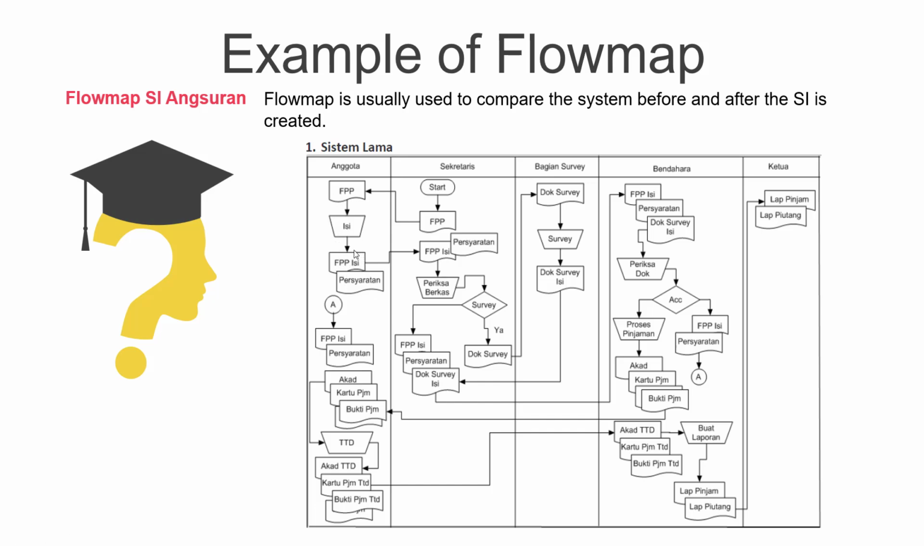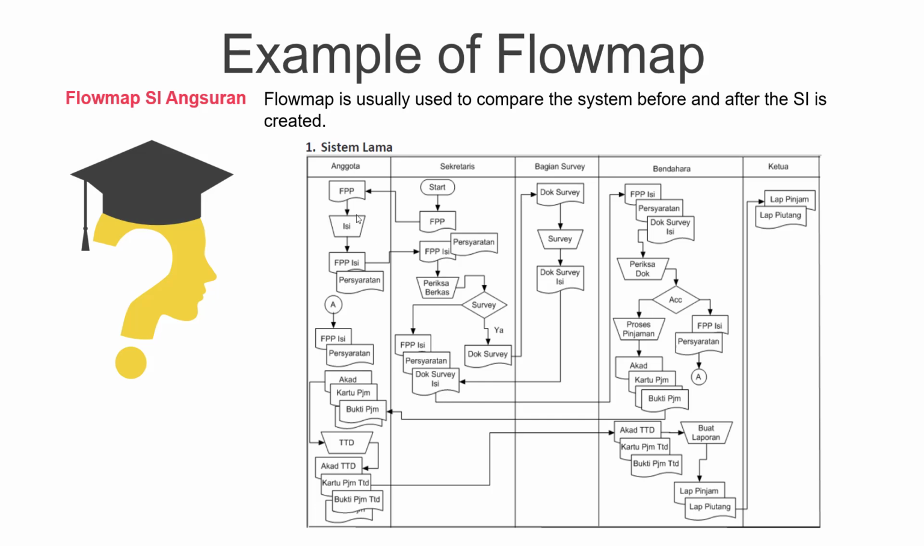Terus FPP-nya diisi di dokumen tadi, pindah ke sini, ini menjadi dokumen persyaratan gitu ya. Terus periksa berkas, berkasnya diperiksa secara manual ya. Ingat, pokoknya kalau kayak gini, ini tandanya sistem atau proses tersebut dilakukan secara manual. Nah, periksa berkas, dilakukan survei, kalau diterima akan jadi dokumen survei, masih seperti ini bentuknya ya. Kalau tidak berarti dia harus ngisi lagi gitu ya. Terus, jadi ini sekretaris tadinya pindah ke FPP. Nah, di sini anggota yang melakukan.